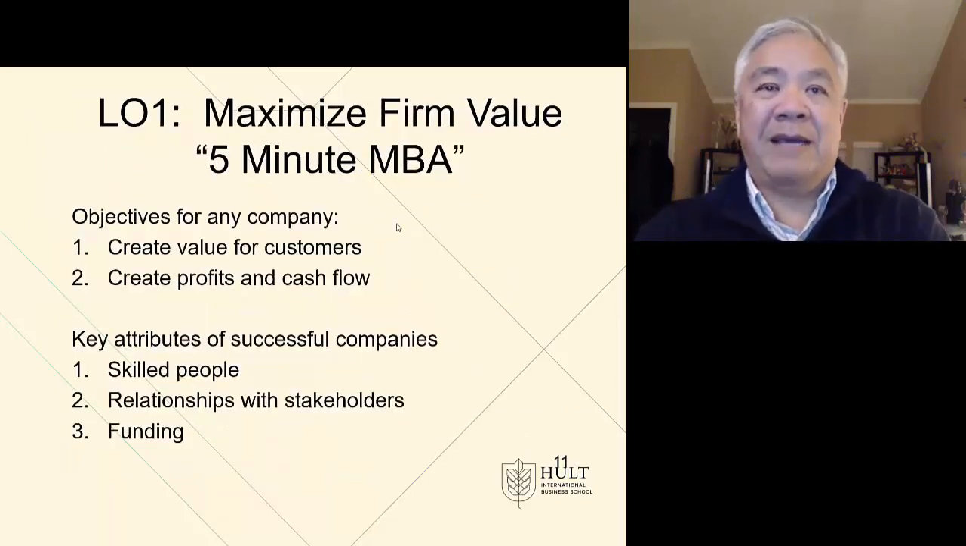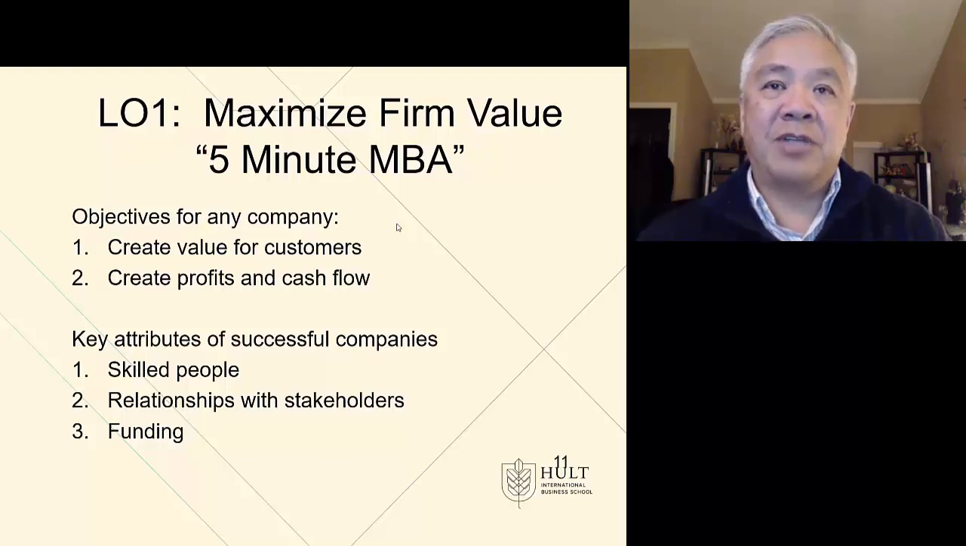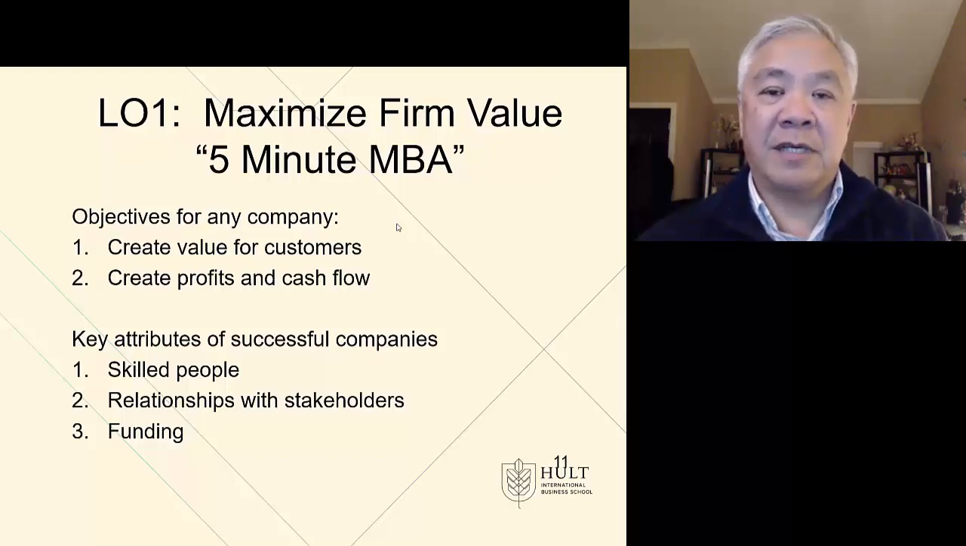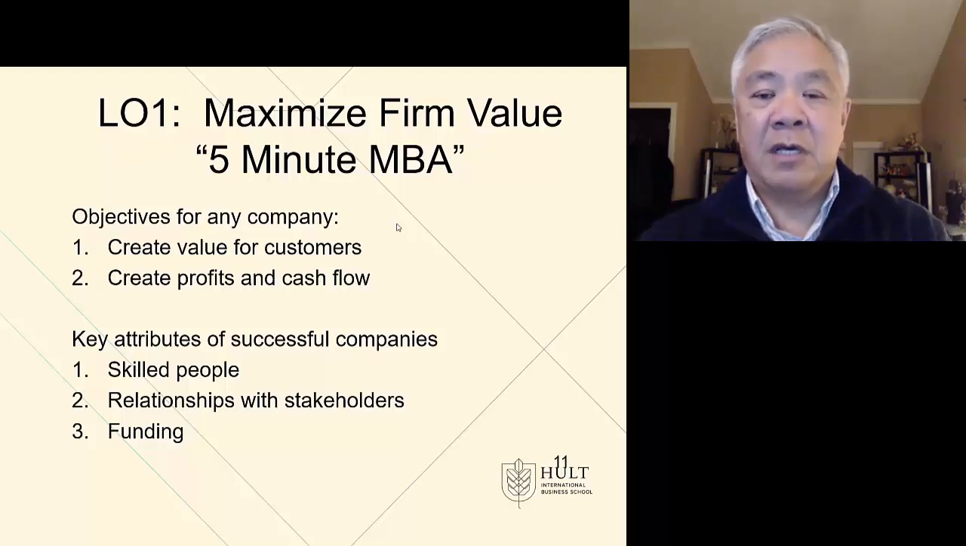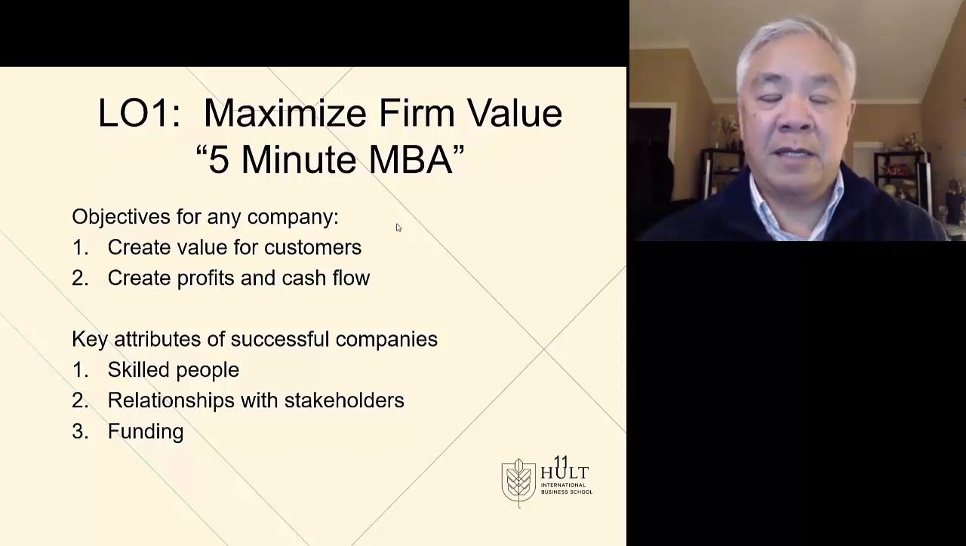So let's start with the 5-minute MBA. Probably going to do it in less than 5 minutes. The objectives for the company are first to create value for the customers, because if you don't do that, you'll have no customers and you'll have no business. And secondarily, to create profits and cash flow by our ability to create products and services that are demanded in the market. The key attributes you'll find in successful companies are skilled people. Without skilled people, you probably won't get very far. Second is relationship with stakeholders. Stakeholders are your customers, your suppliers, your communities, regulators, and influencers. These are the stakeholders in the business, broader than simply your value chain. And then your funding: what type of funding you have, the support from your shareholders, and support from the debt and bondholder community.